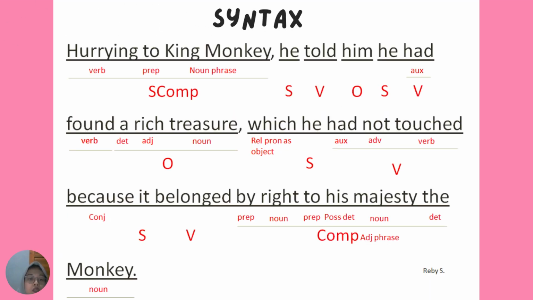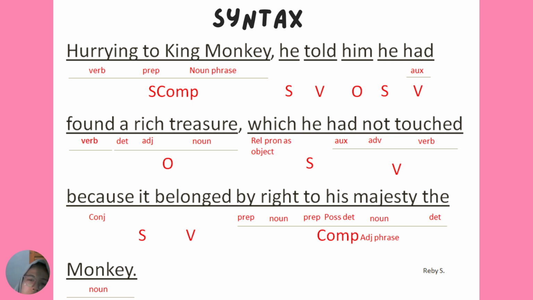Next, hurrying to King Monkey. This is subject complement because it describes the subject, and the subject is he. Then he the subject, told verb, him object, he subject, had found a rich treasure. This is the object.